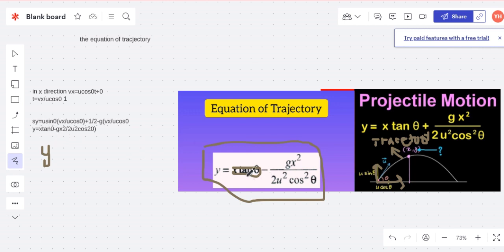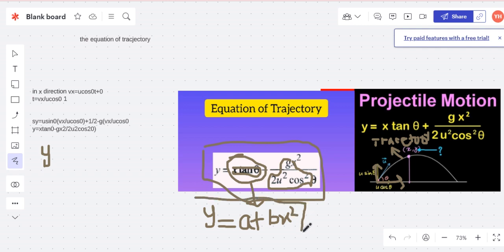Dealing with this formula, can I call x tan theta as x times a? Yes, I can. So I can say y is equal to x a, or I can call it a, and then what is this? g over u square cos square theta. We know this formula; we are familiar with it. This is the formula of range, right? So I can say y equals a x minus b x square. This is a very important thing that we have got here. This is basically an equation of a parabola.